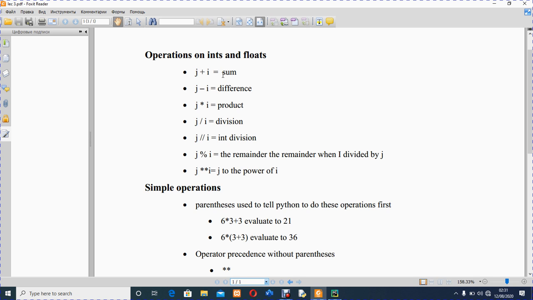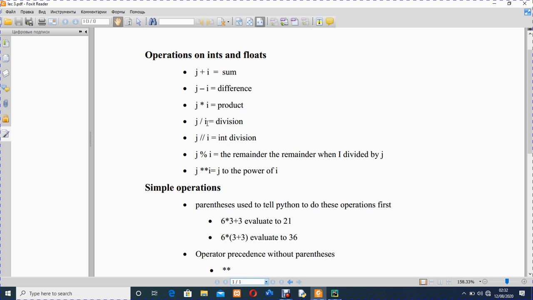j plus i equals sum, j minus i equals difference, j multiplied by i equals product, j divided by i equals division, j double slash i equals int division.